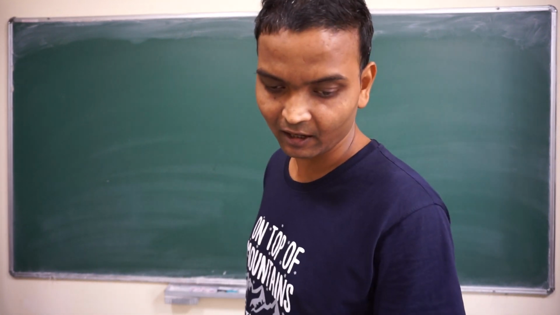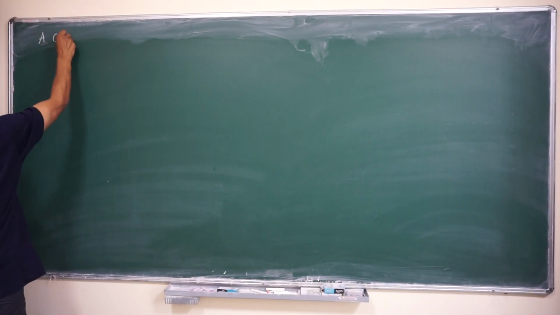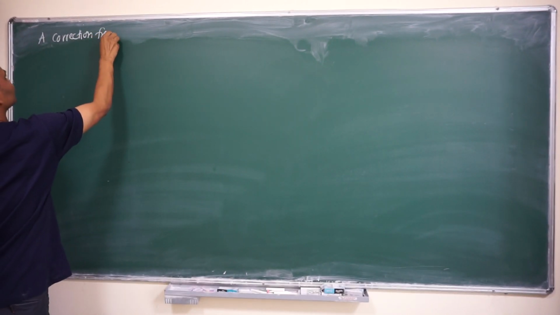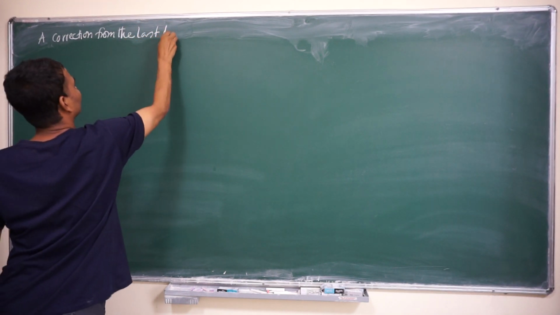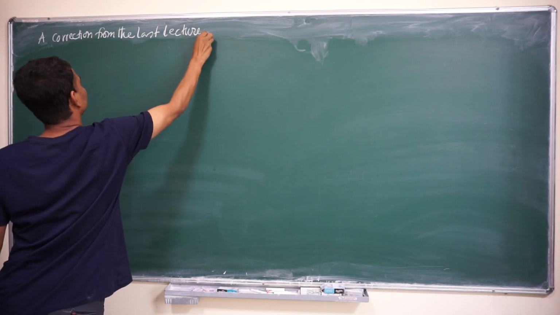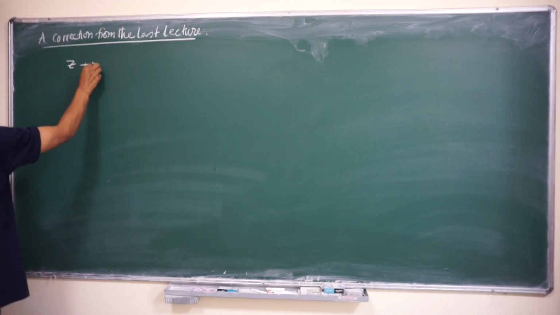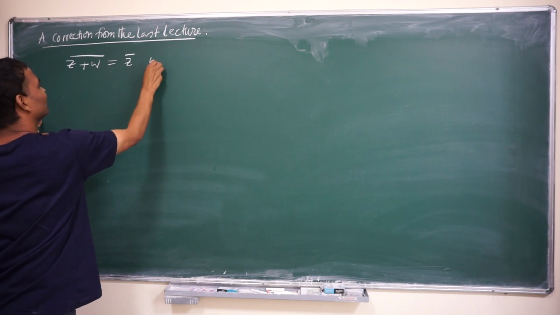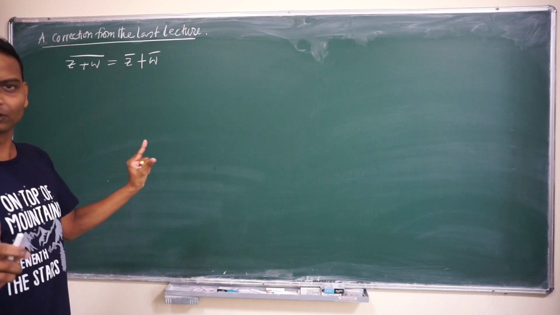Let me start with a correction from the last video. I made a mistake, it's a typo actually. Last time I wrote z plus w whole bar as z bar and w bar. This is not correct. You need an addition here. So this is the correction.